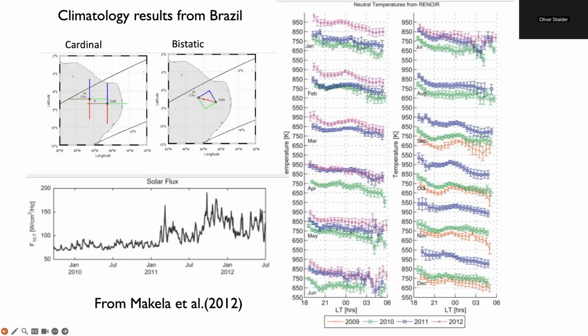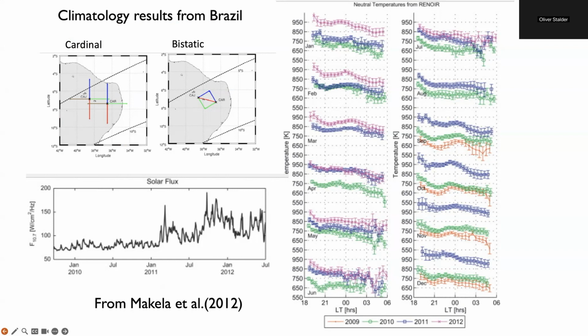I wanted to show you an example of the application of the Fabry-Pérot to measure winds and temperature over a long period of time. This is from the work that Jonathan Makela and I did in Brazil. Here we have the progression of the solar flux from January 2010 to July of 2012. So there's a major increase in the solar activity, and the observations that we obtained over the various months are shown to the right for the 12 months of the year.